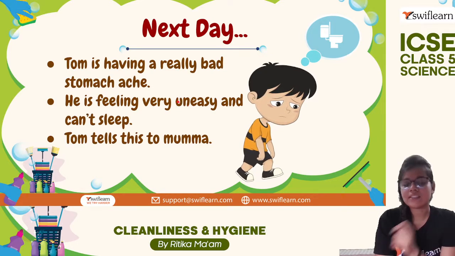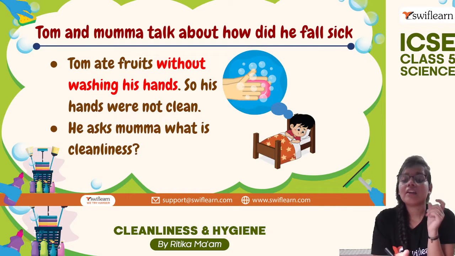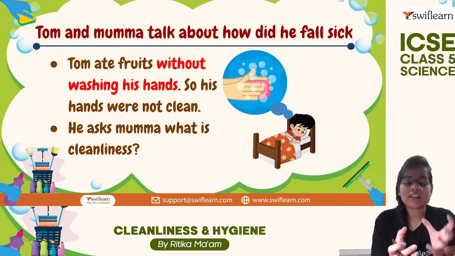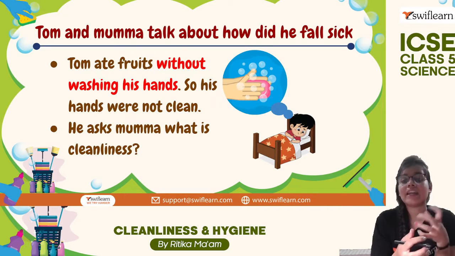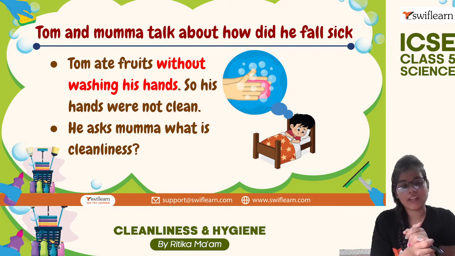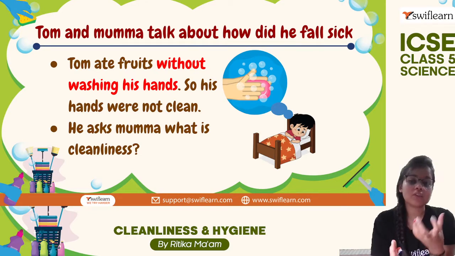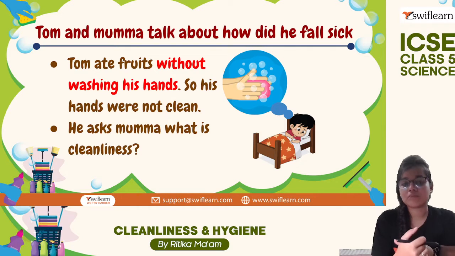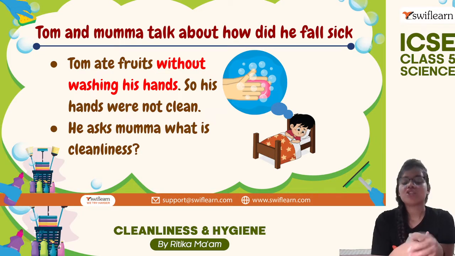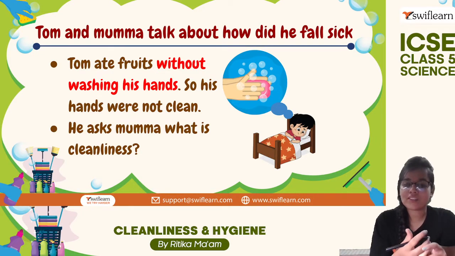So do you know why this thing happened? This thing happened because he just took out the fruits and he ate when he came from school, right? So his hands were dirty, maybe there were some germs there, and when he ate the fruit, the germs might have got into his mouth and from mouth to his stomach. So this is how his stomach became upset, right? So Tom ate fruits without washing his hands, they were not clean, and these germs got transferred.